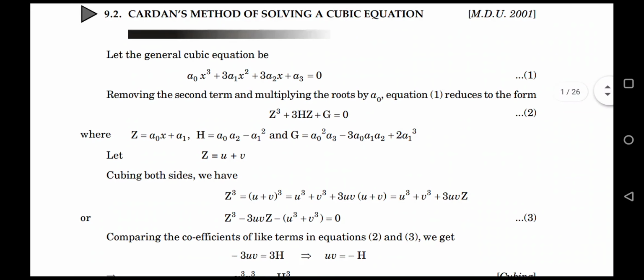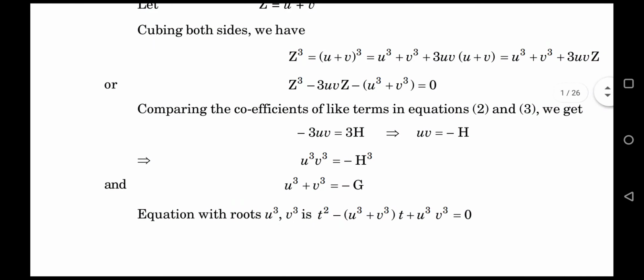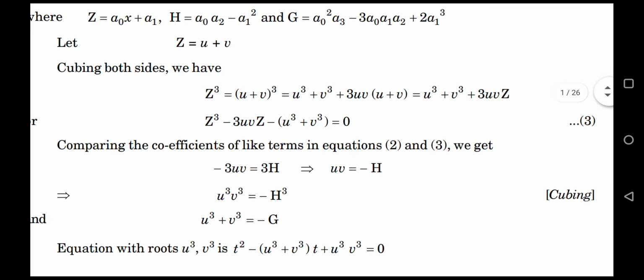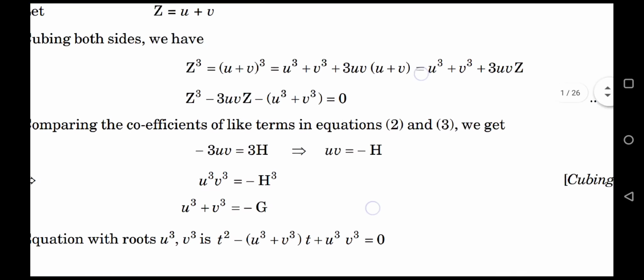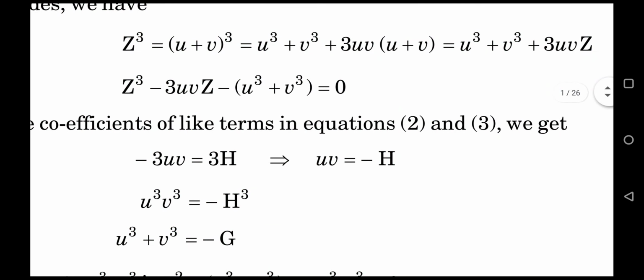In this equation, now we start the Cardan method. Put z is equal to u plus v. Cubing both sides, we have the new equation, equation number 3: z cube minus 3uvz minus (u cube plus v cube) equal to 0.